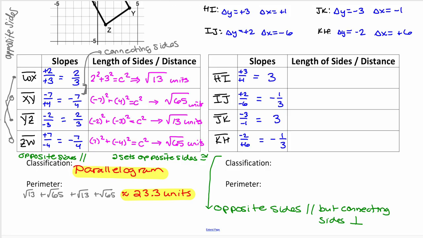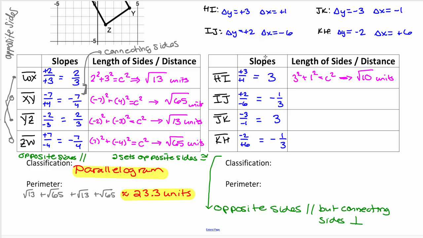Let's continue with our math. We will do all of the math. For H to I, our change in y is 3, so we'll have 3 squared plus change in x is 1 squared equals c squared. We'll solve for c, take the square root. 3 squared plus 1 squared is 10, so we'll have square root of 10 units.